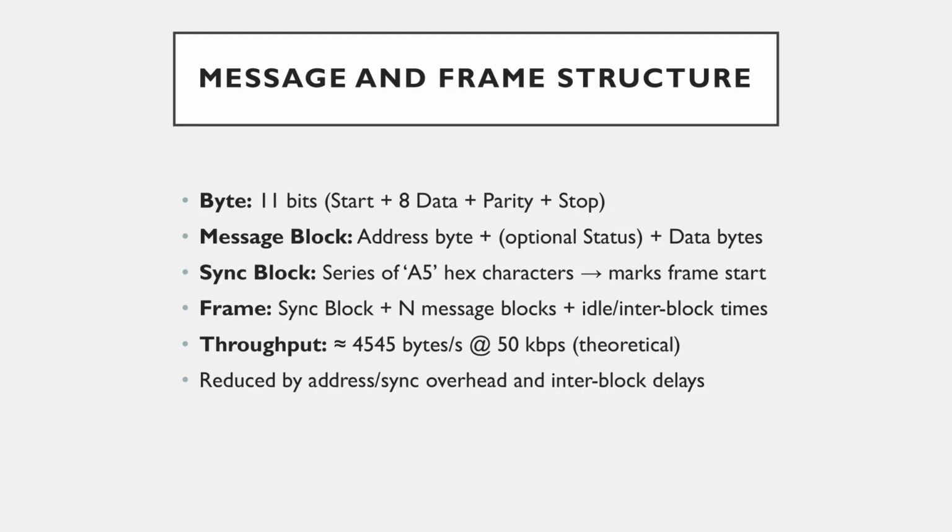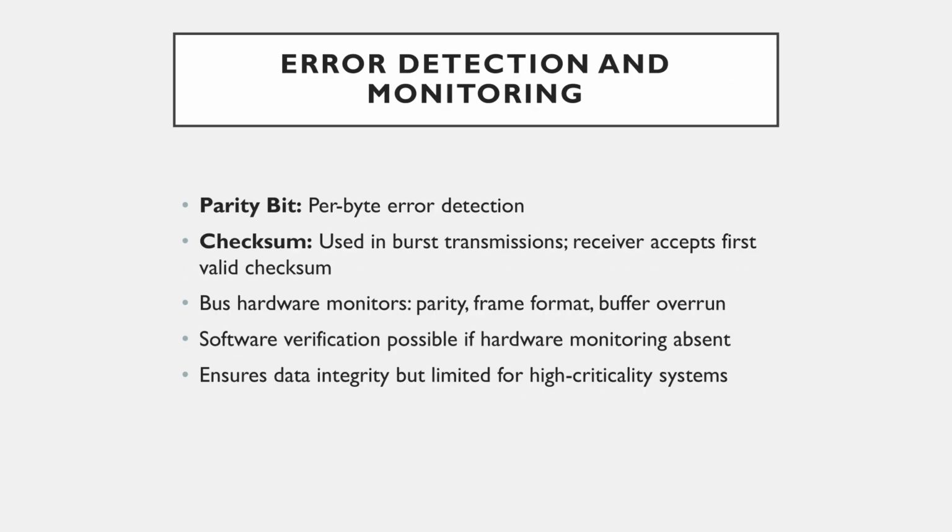Each byte in CSDB has 11 bits including start, stop, data, and parity bits. Messages begin with an address byte, followed by an optional status byte and data bytes. A frame starts with several A5 hexadecimal synchronization bytes. Because of overhead, the effective throughput is lower than the theoretical 4500 bytes per second.